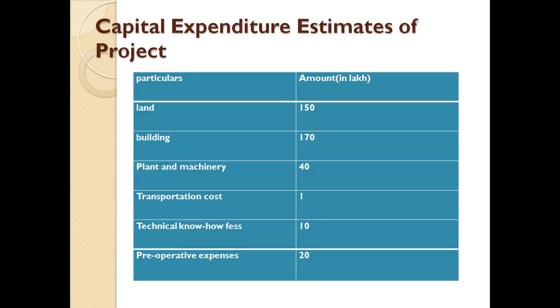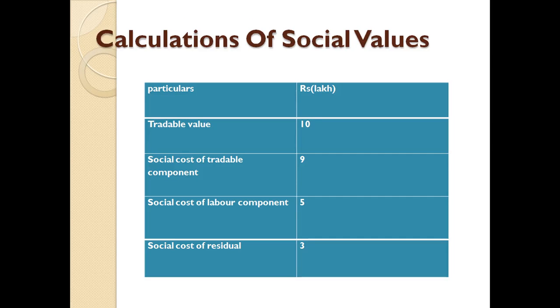In the capital expenditure estimates of the project, we will consider the land, building, plant, machinery and many other factors. The land amount is 150 lakhs, building is 170 lakhs, plant and machinery is 40 lakhs, transportation cost is 1 lakh, and technical know-how fees is 10 lakh. Pre-operative expenses are 20 lakhs.